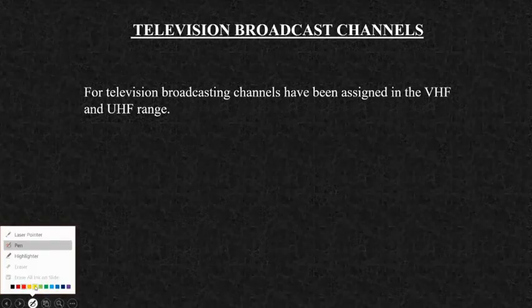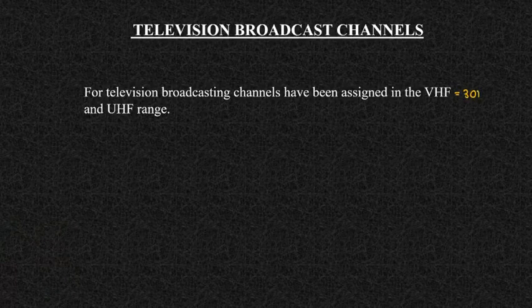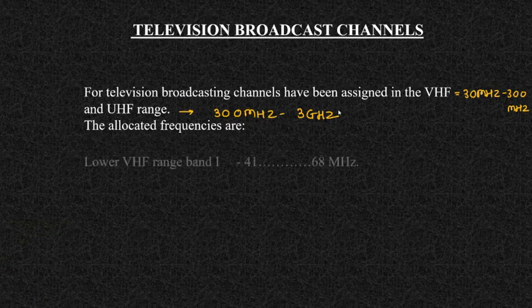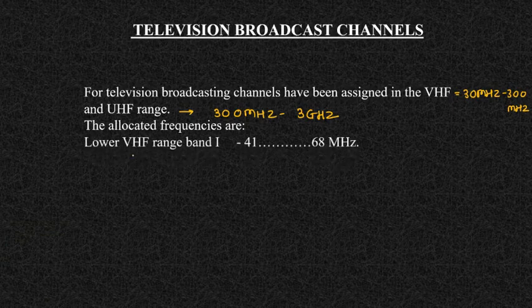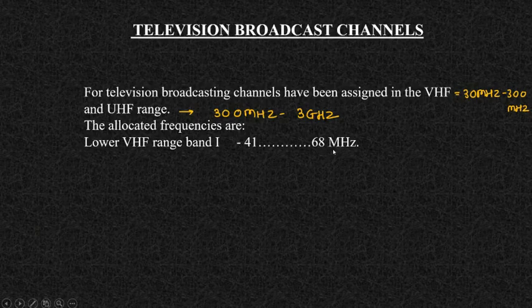If I talk about the VHF range, it is from 30 megahertz to 300 megahertz. And the UHF range is from 300 megahertz to 3 gigahertz. Okay, so this is the band which is given for television broadcasting. Now, the allocated frequencies: the VHF band starts from 30 megahertz to 300 megahertz. Okay, so your lower VHF band is 41 to 68 megahertz.